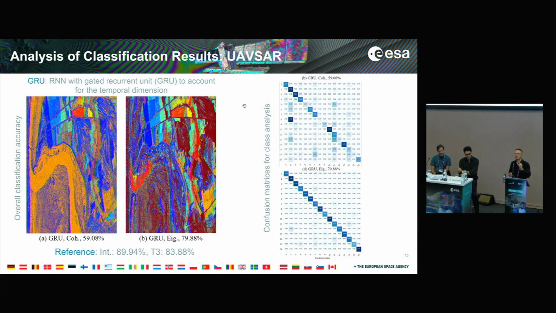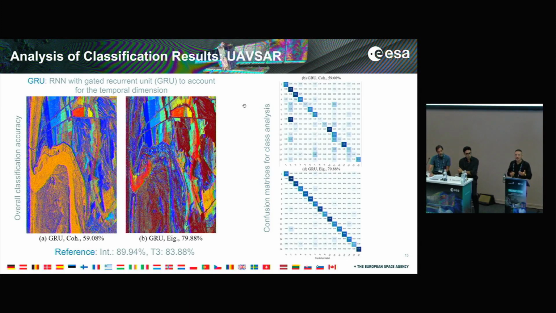The picture shows the classification results considering only coherences on the left. So you see that the overall classification accuracy is about 60%. Remember, this is a high coherence. But if we use the optimized coherence values, we increase the overall accuracy to 80%. On the right, you see the confusion matrices, and you see that with the optimized values of the asymmetric term, the confusion matrix is just much more clear.